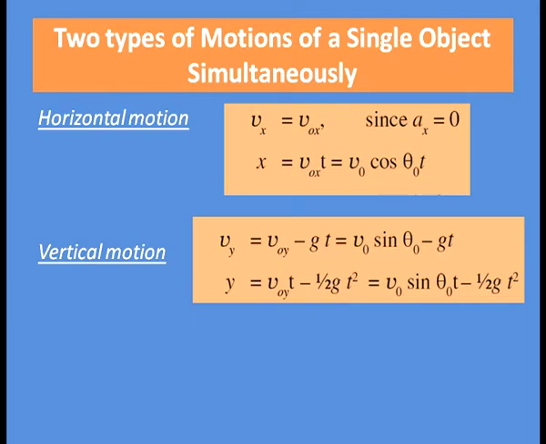Similarly, we can find out the distance covered in the vertical direction, that is y equal to Voy t minus half g t square. Here we have used the equation of motion, that is s equal to ut plus half at square. Here the initial velocity is Voy, that is why we have written y equal to Voy t minus half g t square. Minus sign is due to a equal to minus g. So, that is equal to v0 sin theta 0 t minus half g t square.